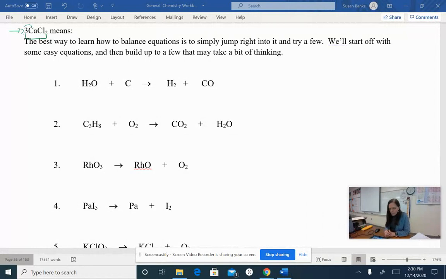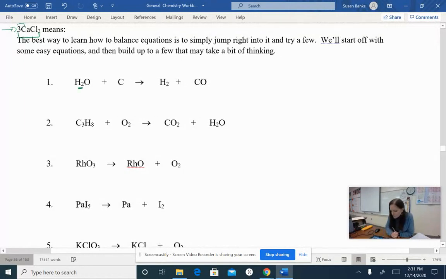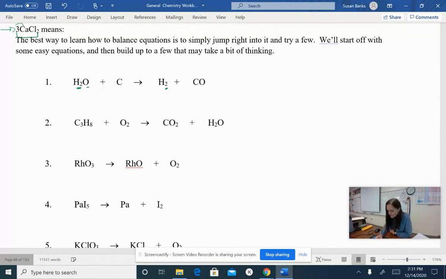So if I look at hydrogen, I've got 2 hydrogens here and 2 hydrogens here. So I'm pretty okay here. I've got 1 oxygen here, and I've got 1 oxygen here. I'm okay so far. And I've got 1 carbon here, and I've got 1 carbon here. So yeah, that's balanced just the way it is. Okay, so I don't have to put any coefficients in it. Notice if I don't have a number here, a 1 is implied.